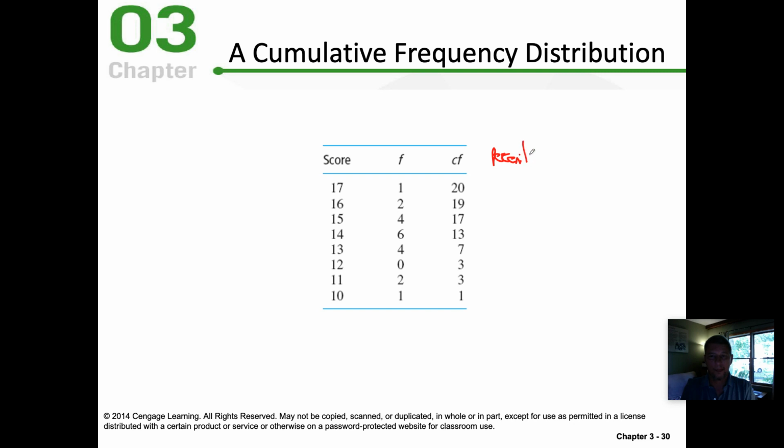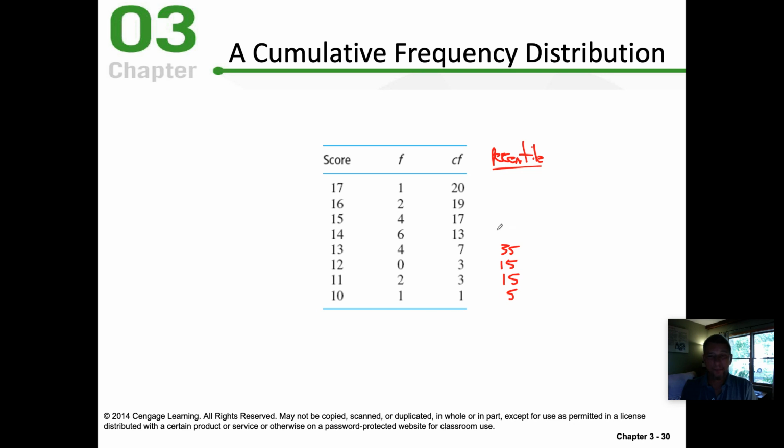Well, 1 divided by 20 times 100 is going to be 5. Okay, so that's the 5th percentile. 3 divided by 20 times 100 is 15. This is also obviously 15. 7 divided by 20 times 100 is 35.